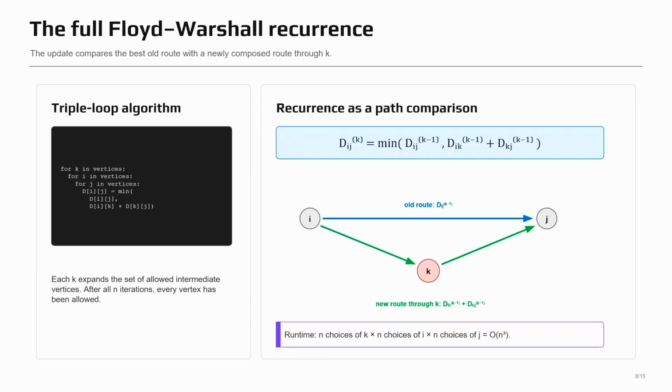Now imagine doing this for a much larger molecule or network. The full Floyd-Warshall algorithm repeats this exact same comparison for every possible intermediate vertex, which we call K, and every ordered pair of vertices I and J. At each step, it asks a simple question: do we keep the current path or replace it with a new route passing through K? Because it checks this using 3 nested loops over n vertices, the overall runtime of the algorithm will be O of n cubed.